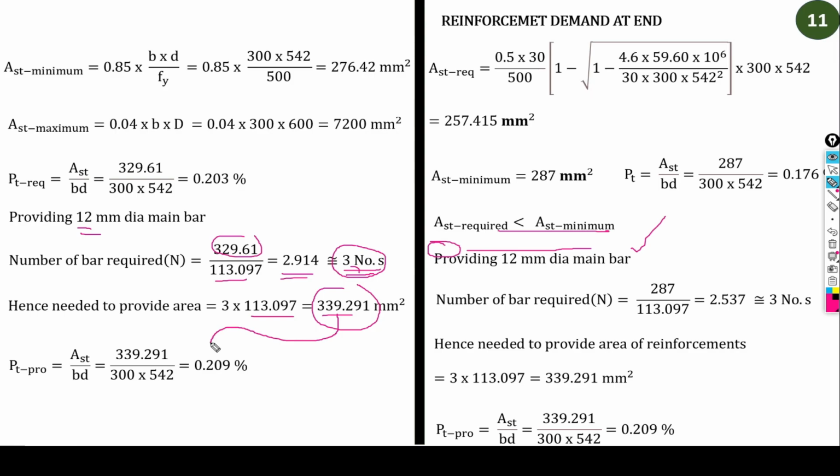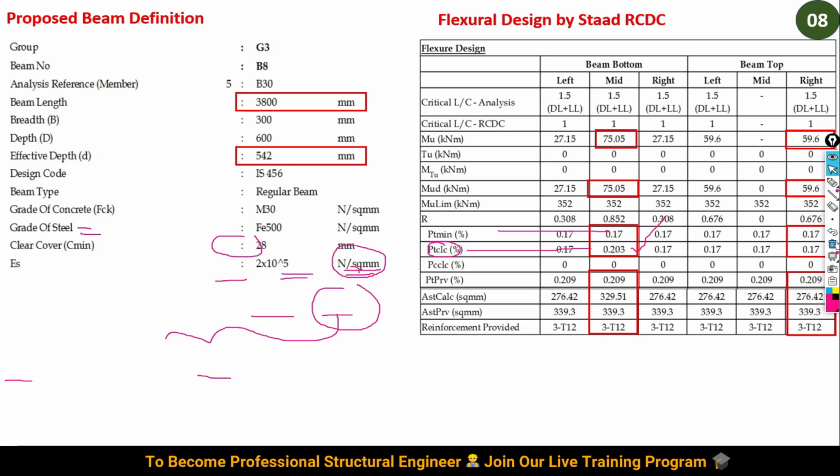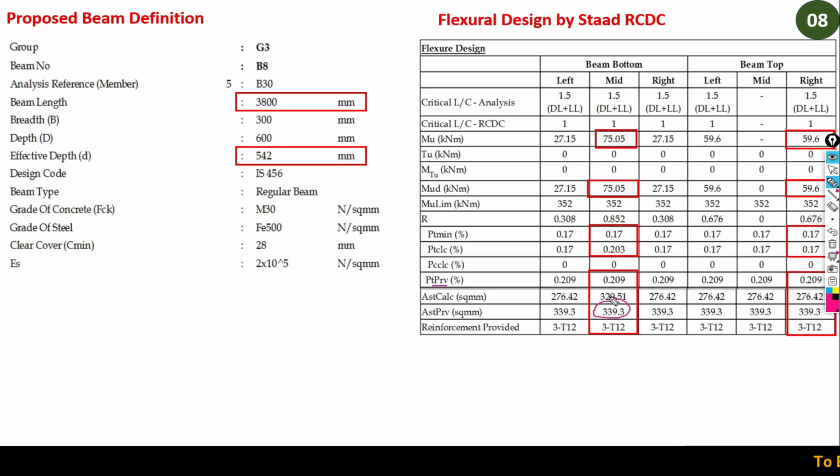Then we need to calculate the provided percentage of reinforcement, that is ST divided by BD. It comes out to be 0.209. Let me check it in RCDC. RCDC has done the same calculation, and at the mid of the span, PT provided is 0.209 and 339 mm² area of reinforcement is provided, with 3 bars of 12 mm diameter. So everything matches at the mid of this span.